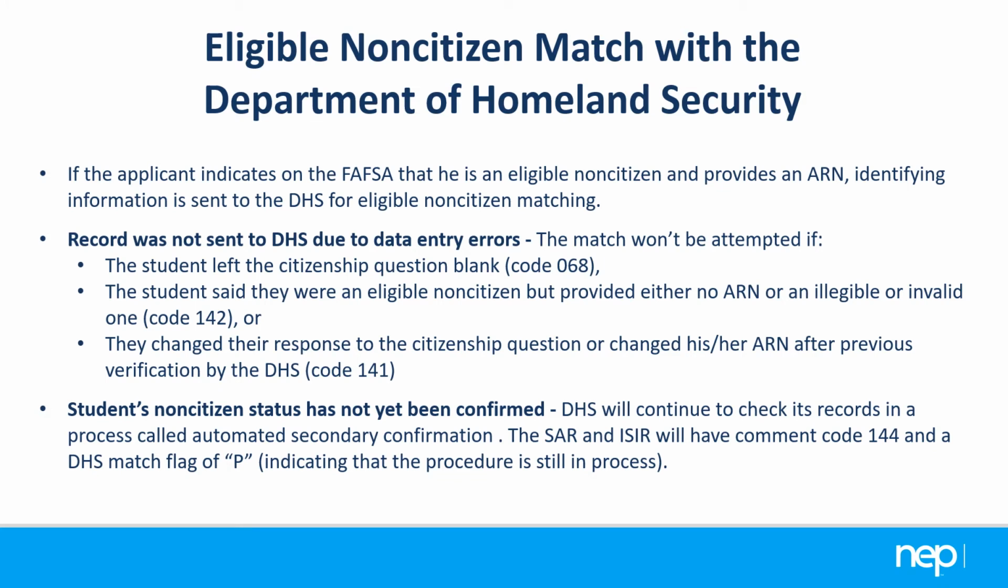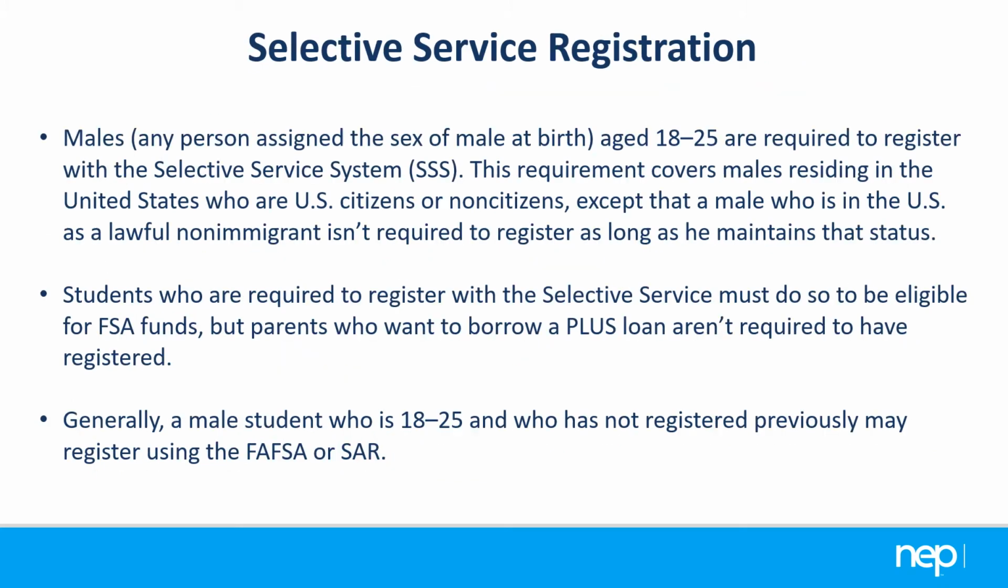Student's non-citizen status has not yet been confirmed. DHS will continue to check its records in a process called automated secondary confirmation. The ISIR will have a comment code 144 and a DHS match flag of P indicating that the procedure is still in process. Males aged 18 to 25 are required to register with Selective Service.